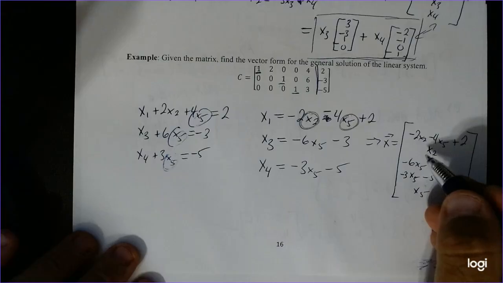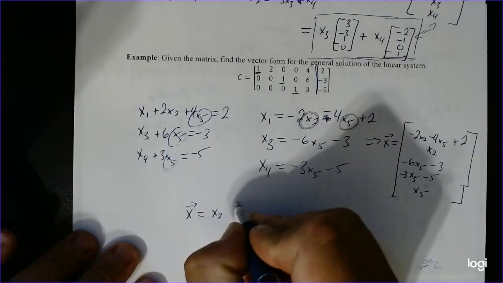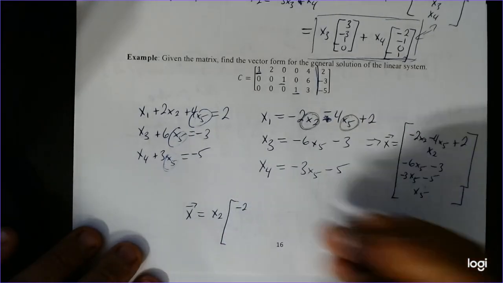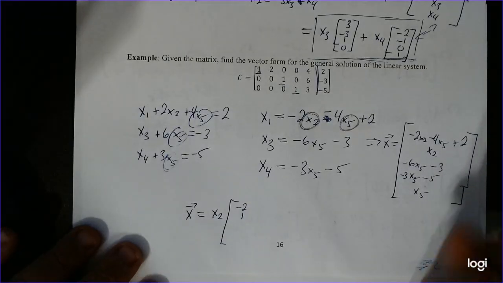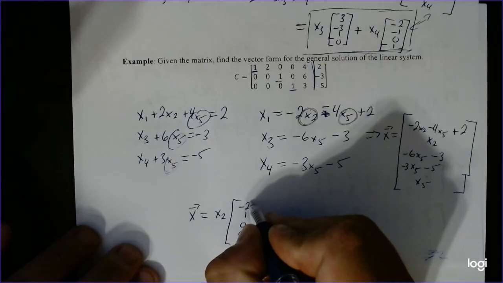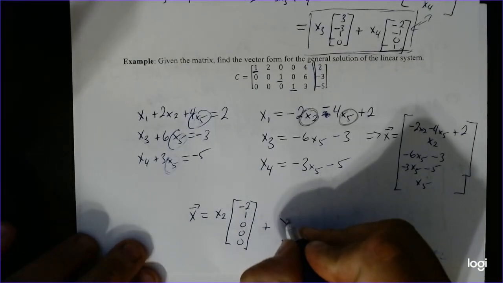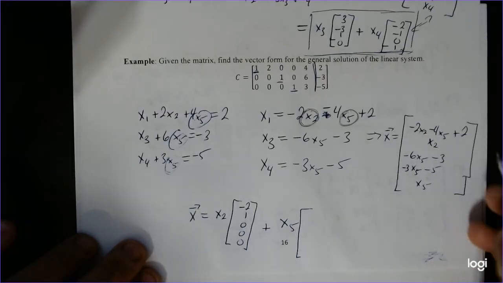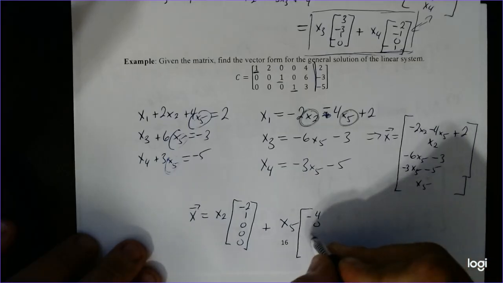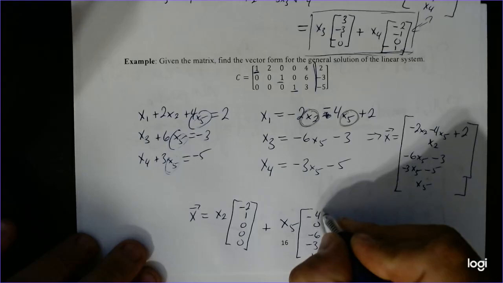So we're going to have x2. When I factor that out, it's going to be -2, 1, and the rest are 0 because they don't have any x2's in your solution set. Plus x5. So this is going to be -4, 0, -6, -3, and 1.